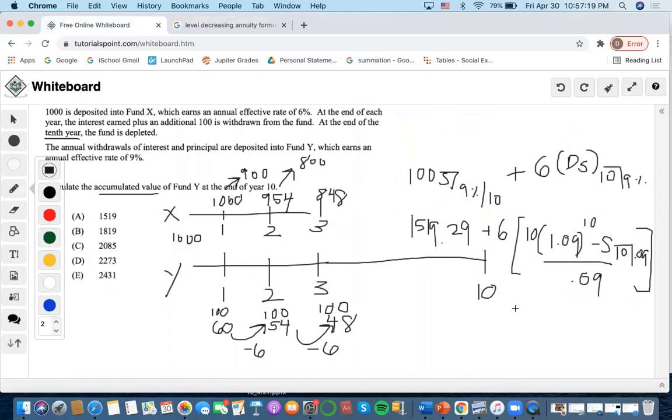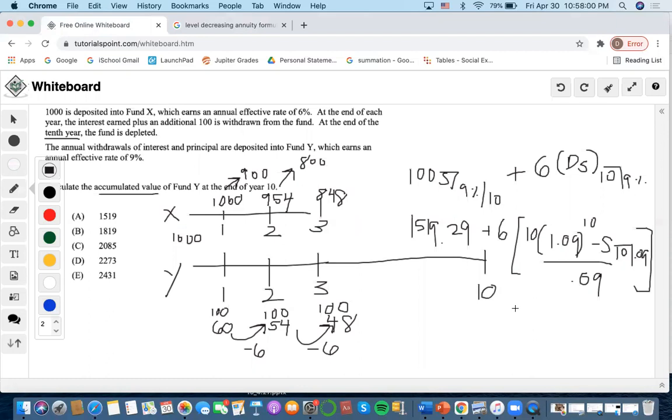So we know that 1.09 to the 10 is 2.36736. Let's multiply it by 10, which is 23.67. Let's solve that small little future value equation. We set negative 1 as the payment, 10 as the number of years, 9 as the interest rate, 0 as present value, compute future value, which is 15.19. So we'll subtract that by 15.19. Then we'll divide all of that by 0.09. Then we multiply it by 6.